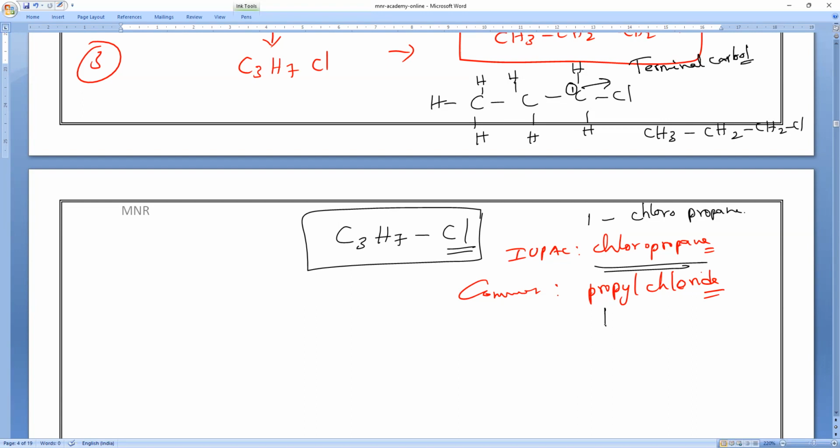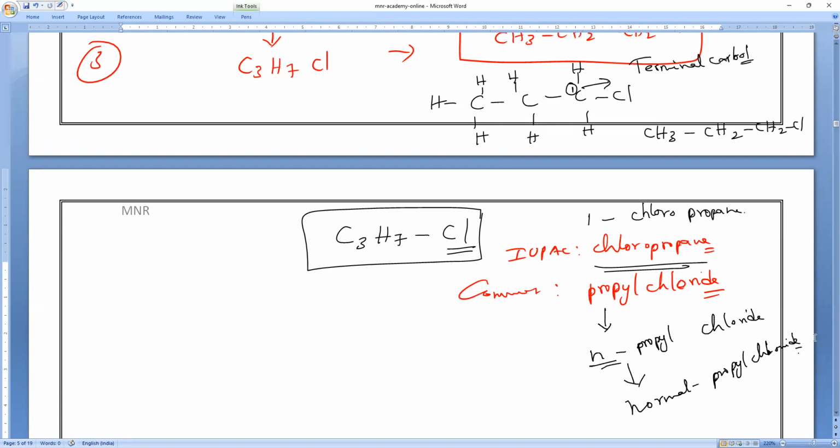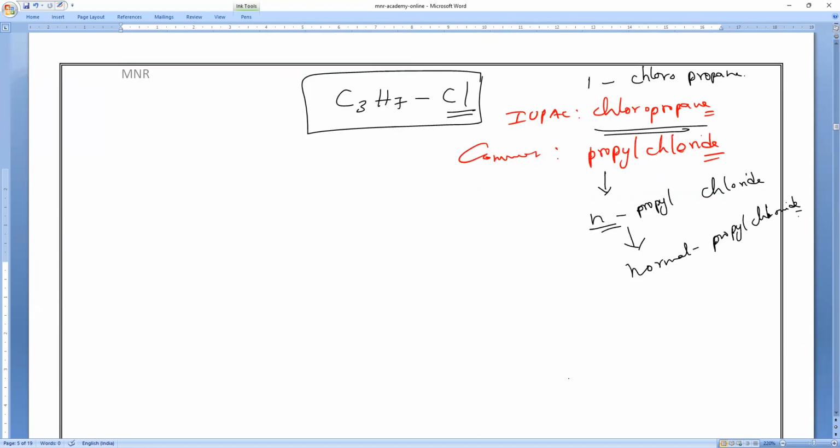The common name can also be called N-propyl: N-propyl chloride, N-propyl bromide, N-propyl iodide. This N indicates normal. Please note it, and don't get confused again in the exam. That is what you have to remember. Everybody, all of you understand? Clear?